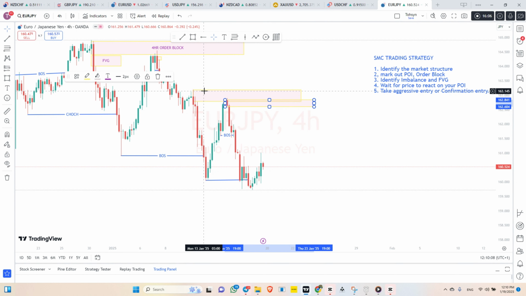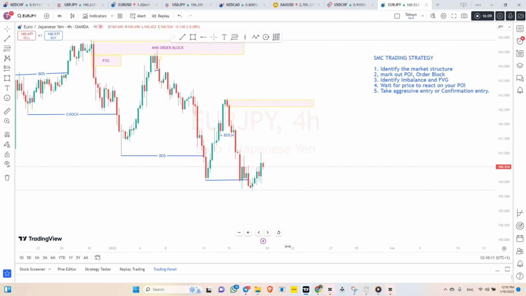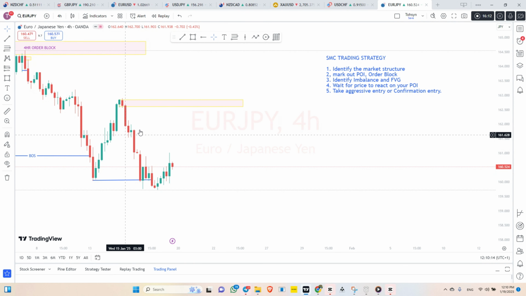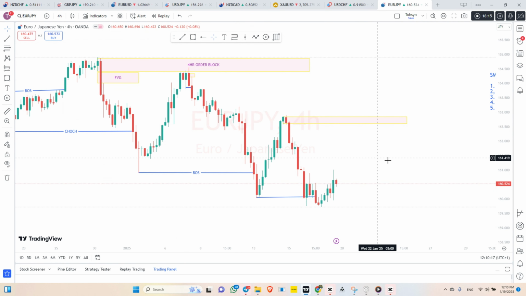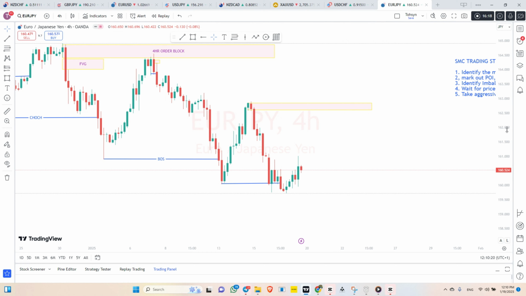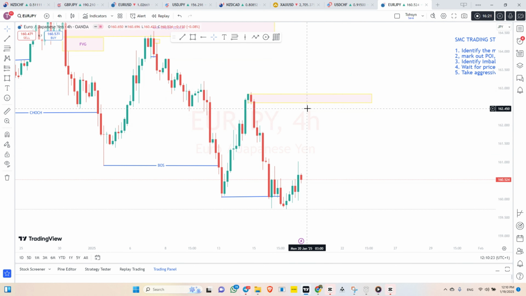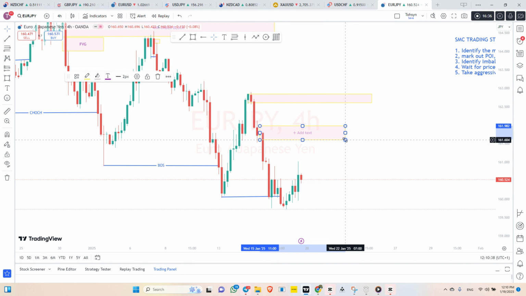But in this instance, I'll be using a confirmation entry because price has done three breaks of structure, and I don't know, it might become weak to continue the downtrend. So when price gets here, I'm going to wait for a reaction. Or when price gets to this other block, I'm going to wait for an entry on the 15 minutes time frame, a confirmation entry on the 15 minutes time frame.